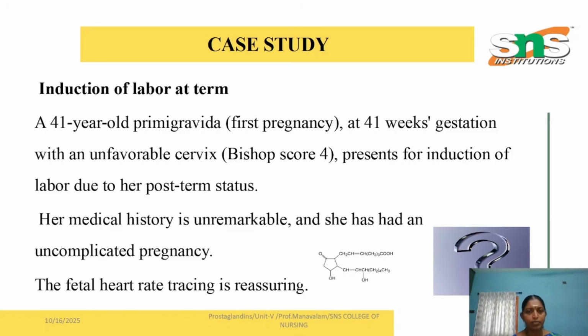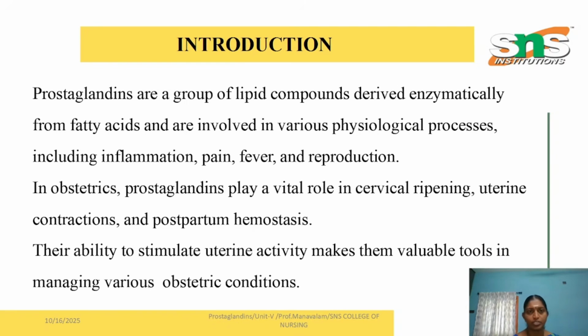So for induction of labor, commonly they are using two varieties of drugs. The first choice of drug is prostaglandins. There are varieties of prostaglandins available. Let us see what kind of prostaglandin commonly they are using for induction of labor at the time of term. First, we will see the general introduction about the prostaglandin.